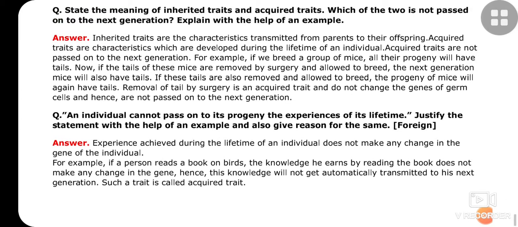So these are the questions. Go through it. You can pause the video and go through the same questions again and again and prepare well for your test.